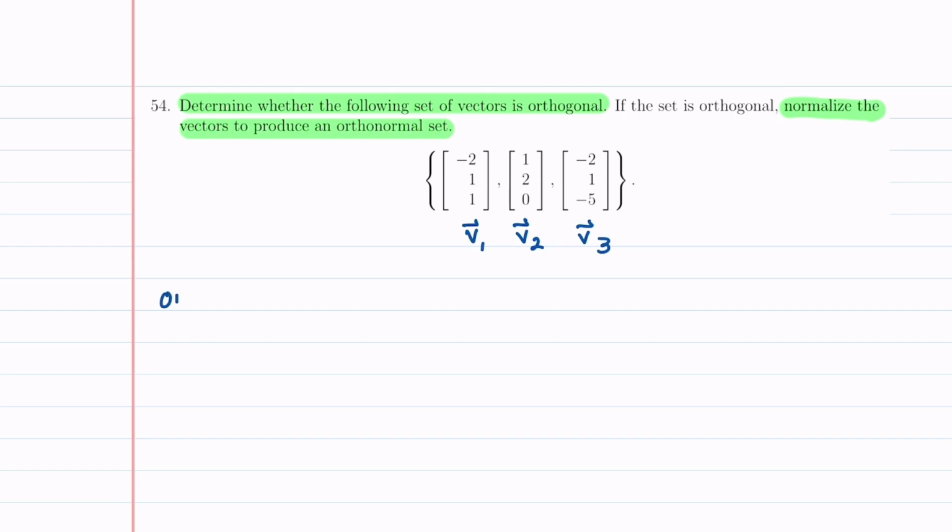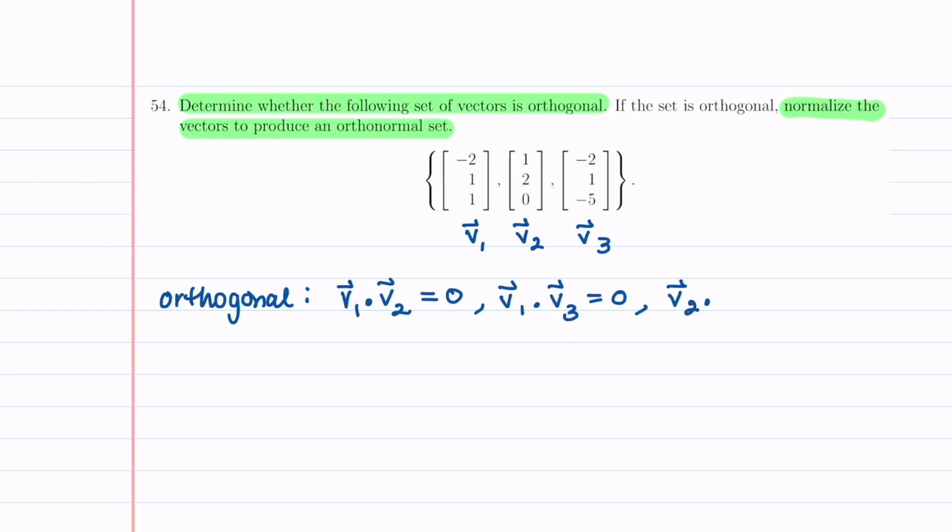If our vectors are orthogonal, what's going to happen is their dot products are going to be equal to 0. So v1 dotted with v2 is going to be 0. v1 dotted with v3 will be 0. And then lastly, v2 dotted with v3 will also be 0. So that's what we have to check.